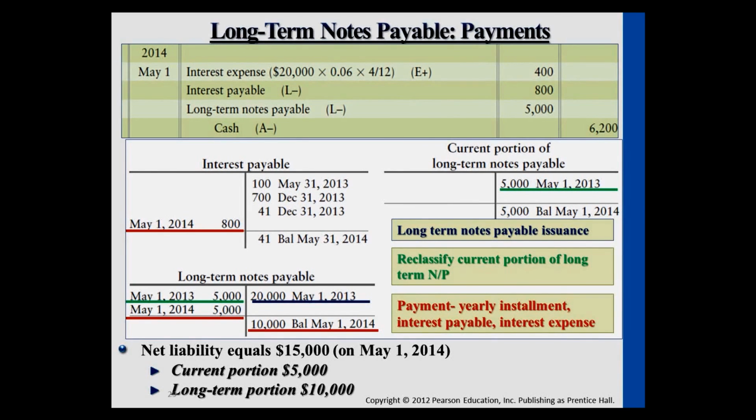interest payable, $800. Remember this relates to this journal entry. And then what's left after the first year's payment, we still have 2 years of long-term notes payable, the third and the fourth. The second year's is current, $5,000.